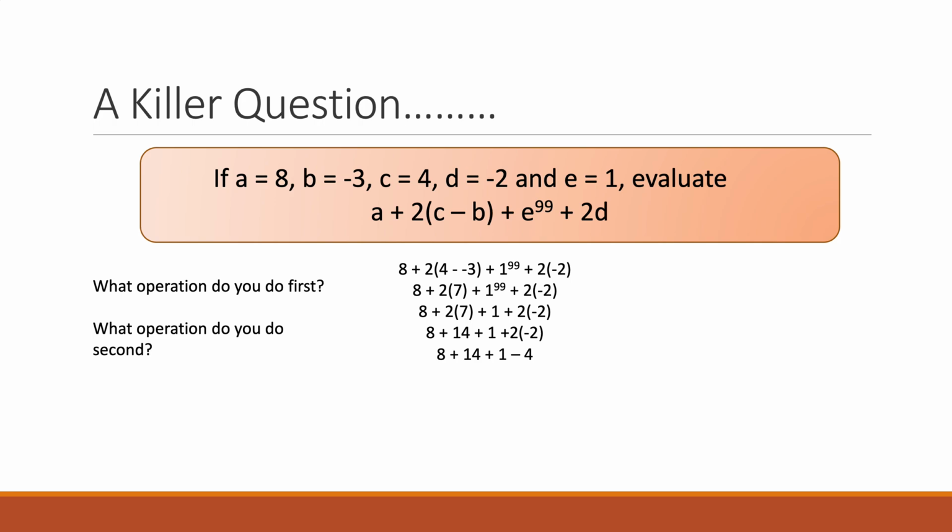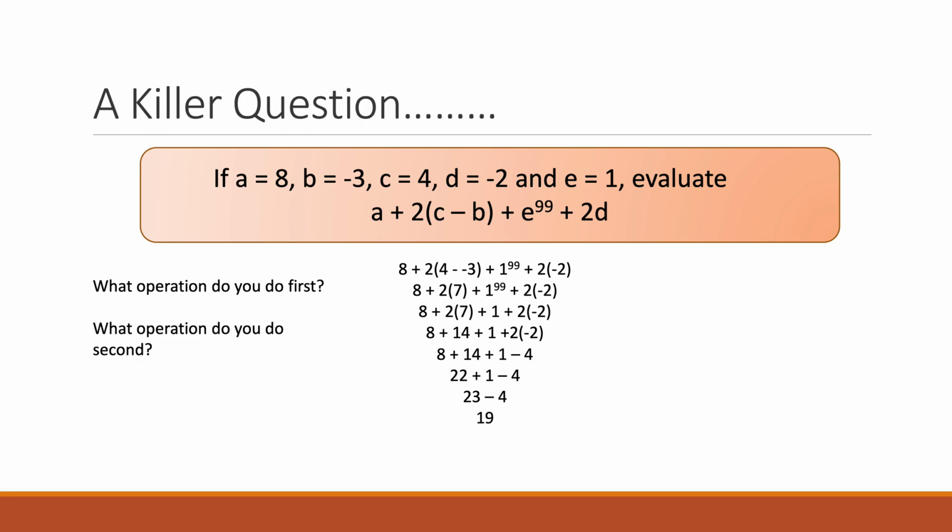And now I only have addition and subtractions left. And whenever you get to addition and subtraction, you just go left to right, like when you asked mom and dad, and we spoke about that earlier. So 8 plus 14 is 22, plus 1 minus 4, which is 23 minus 4, which is 19. Remember, one of the great things about the videos is that you can go back and watch it over again. So if anything confused you, go back and do it again.